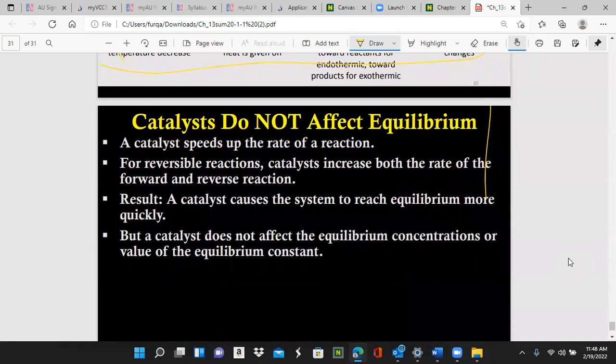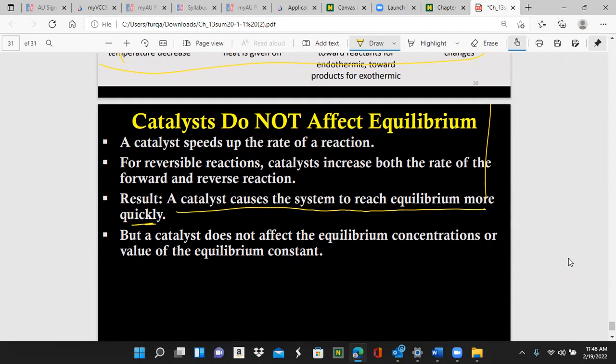Catalysts do not affect equilibrium. Okay, it just speeds the rate of the reaction. Okay, keep that in your mind. A catalyst causes the system to reach equilibrium more quickly, but a catalyst does not affect the equilibrium concentrations or the value of the equilibrium constant at all.